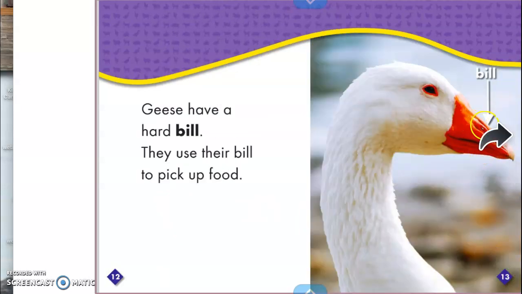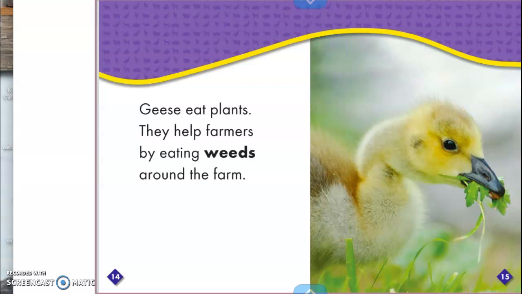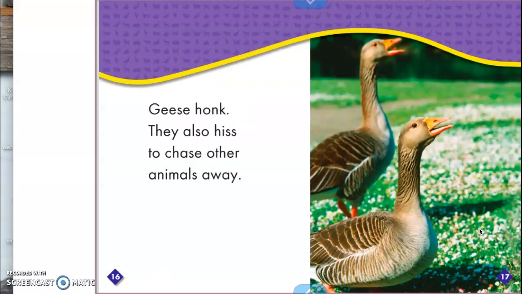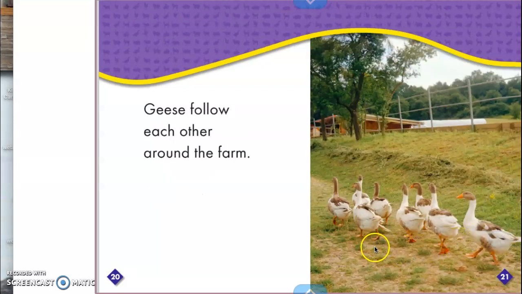Geese have a hard bill. They use their bill to pick up food. Geese eat plants. They help farmers by eating weeds around the farm. Geese honk. They also hiss to chase other animals away. Geese live in a group called a gaggle. They stay together. Geese follow each other around the farm.